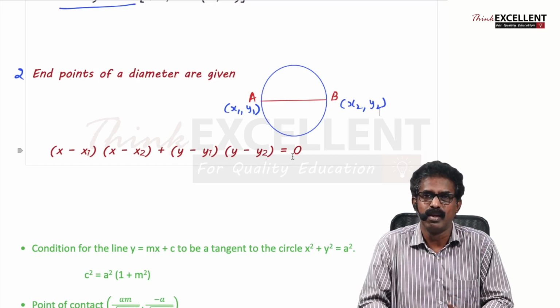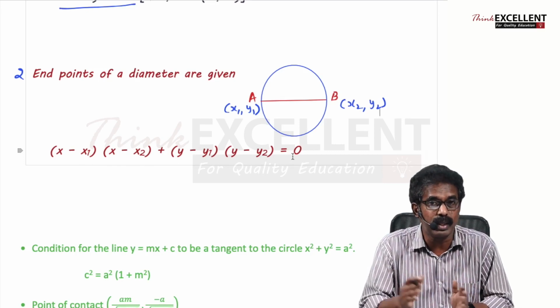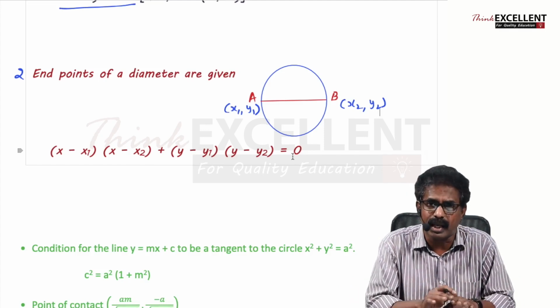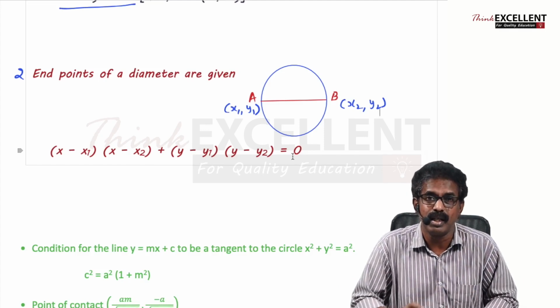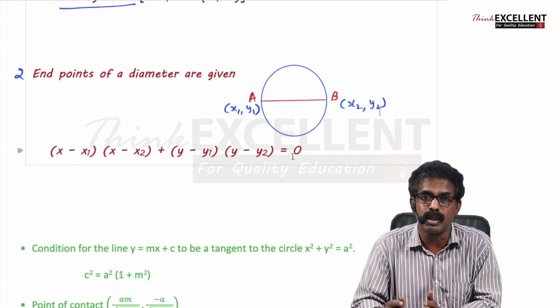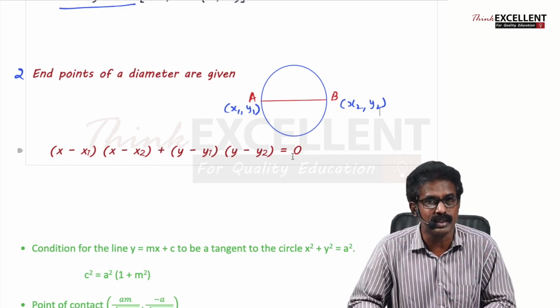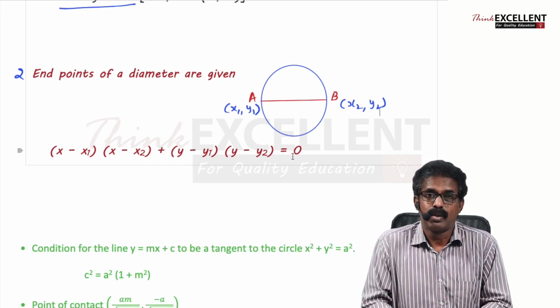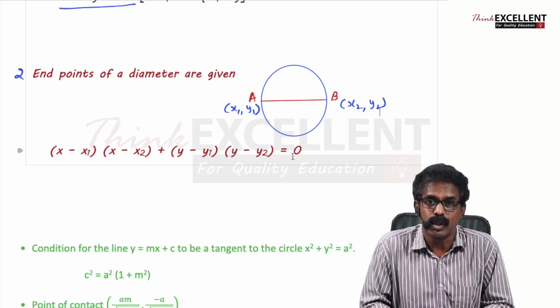The formula you study. From the question you can identify x1, y1, x2, y2, right? Two points are given. Write the formula, substitute. What's the formula? (x minus x1)(x minus x2) plus (y minus y1)(y minus y2) equal to 0. So these are the two formulas you have to study. Both the formulas, what's the use? To find the equation of a circle.